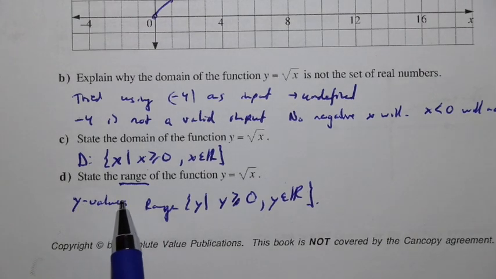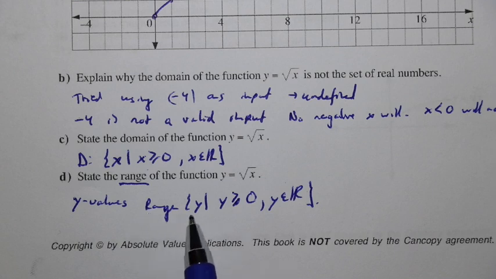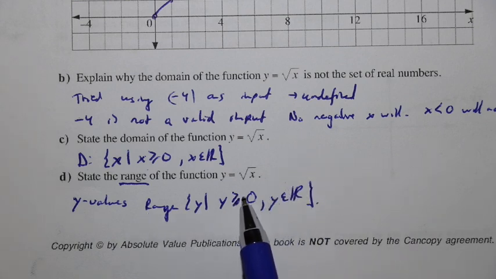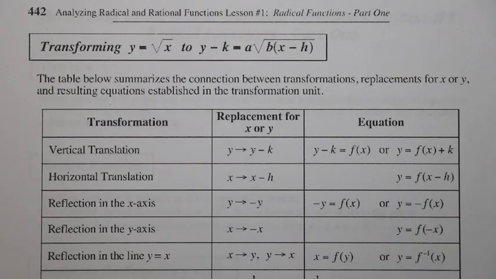So here the y values, we're talking about the range of y. If we look, y can only be positive numbers and the number 0, so y is greater than or equal to 0, and x is any real number. Now what about transforming the radical function?